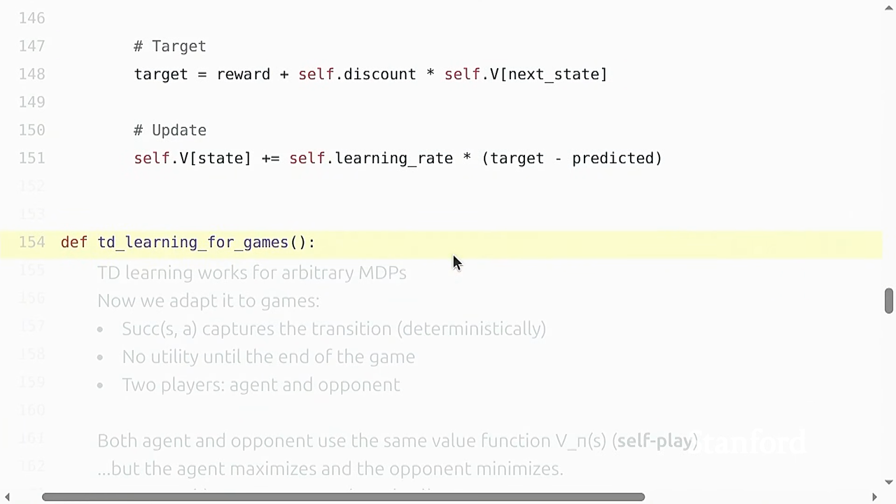Now let's specialize TD learning for games. What we did is TD learning in general for any MDP. Now we're going to adapt it to games.